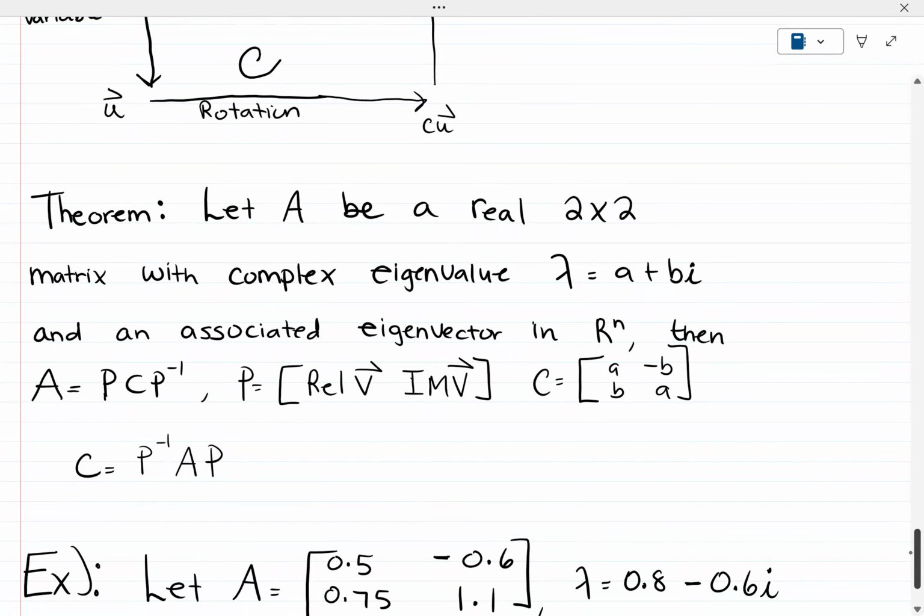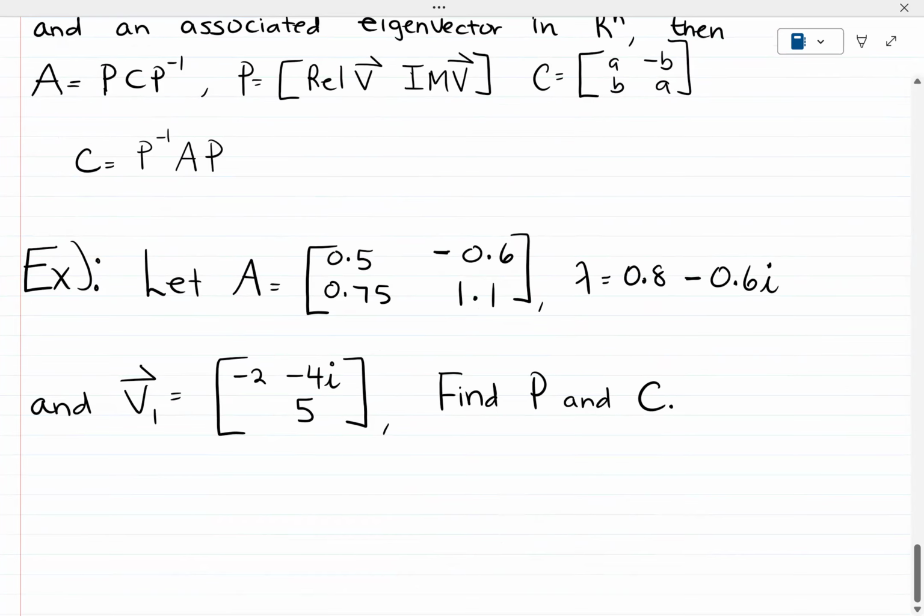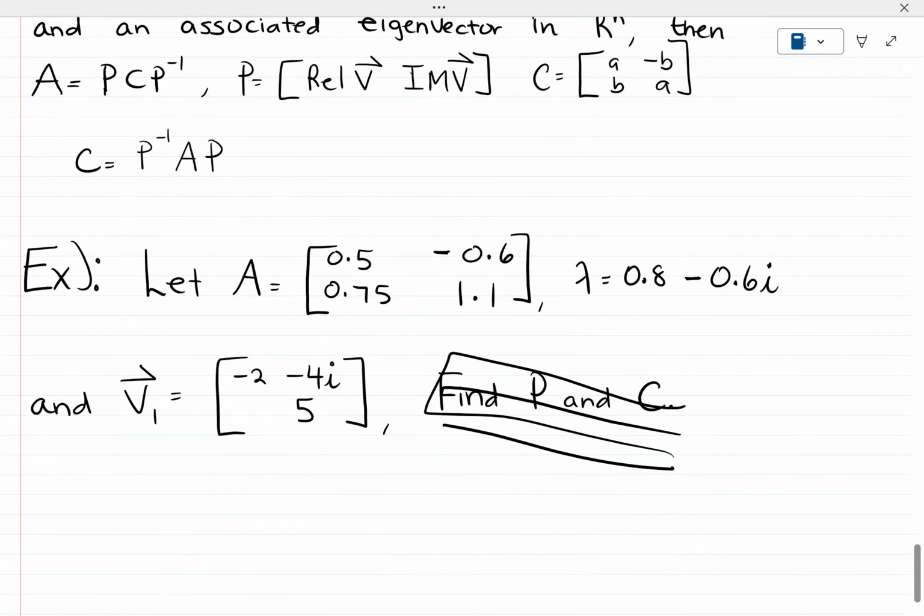Let's do one last example. This last example states: let A equal this 2 by 2 matrix, 0.5, 0.75, negative 0.6, 1.1, and lambda equals 0.8 minus 0.6i. And vector v is this matrix, negative 2 minus 4i, 5. Find P and C. So how do we do that?